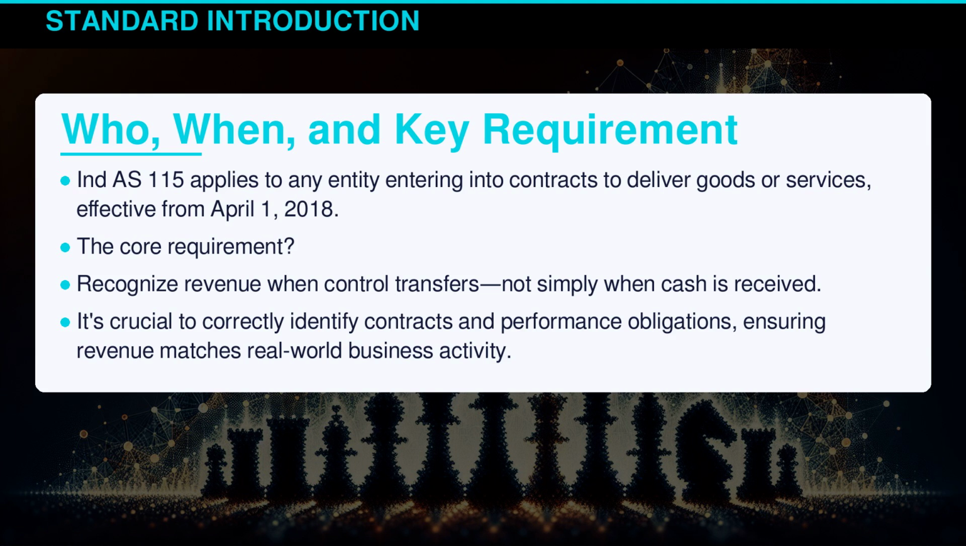Indian Accounting Standard 115 applies to any entity entering into contracts to deliver goods or services, effective from April 1, 2018. The core requirement? Recognize revenue when control transfers, not simply when cash is received. It's crucial to correctly identify contracts and performance obligations, ensuring revenue matches real-world business activity.